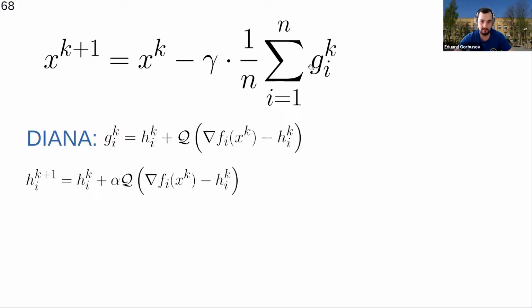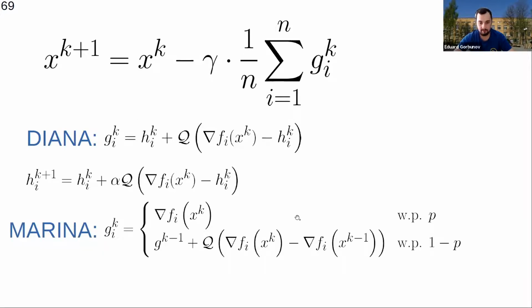So we need to clarify what is g_i^k now. And recall that g_i^k for Diana looks like this. And for Marina, we substitute this local shift by the best local shift that we have, and clearly it should be the gradient at the previous point, because it is the best approximation of the gradients at the solution that we have at the moment k. For now, just forget about the first line and look at this line. So the difference between Diana and Marina is that we change the learnable shift. So instead of h_i^k, we just put the gradient at the previous point.